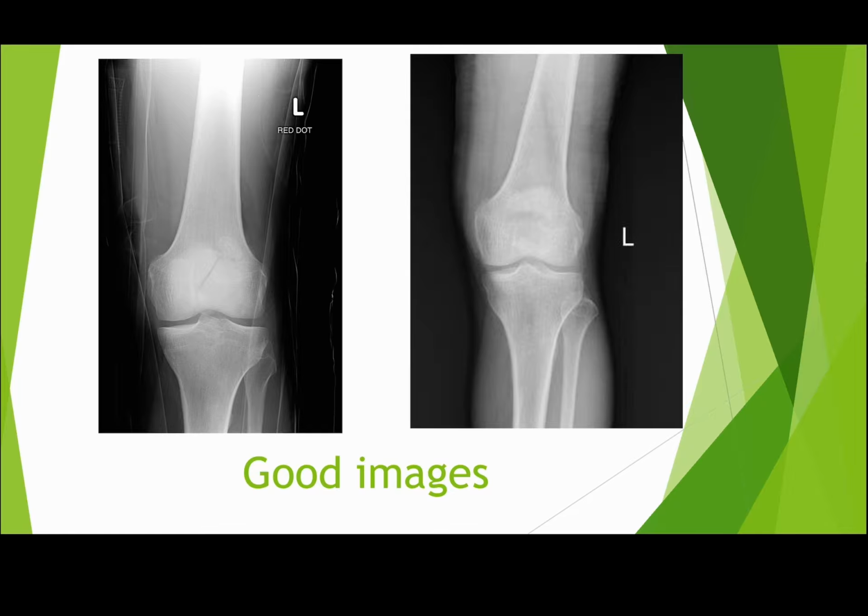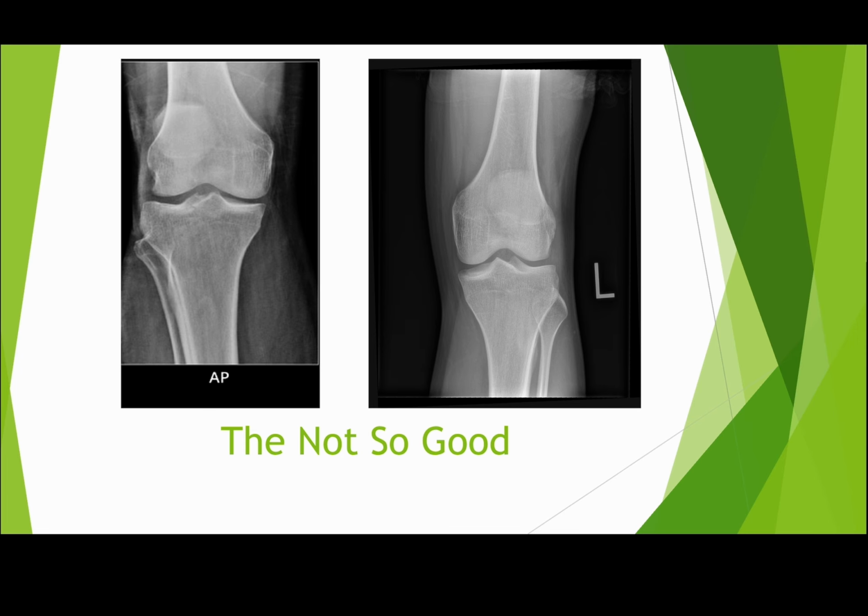So here are some good images. We see that the patella is centered. We see that the fibula head is slightly superimposed by the tibia, and we have nice open joint spaces. In our not so good images, we see that the patella is angled, and it shows that these two images are too rotated.